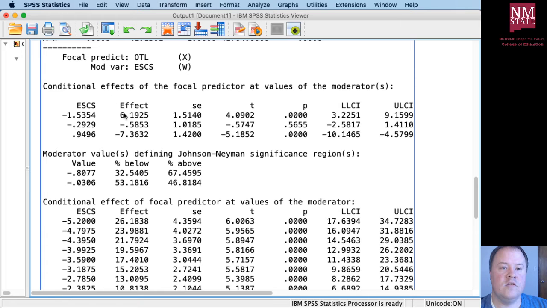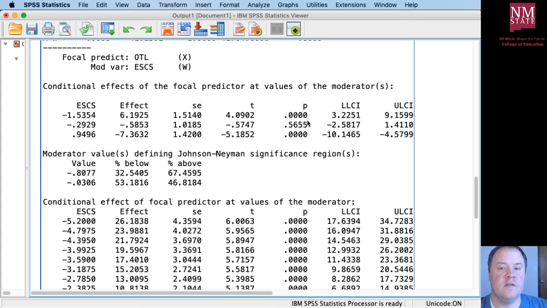The conditional effects, you can see here's 1 standard deviation below, 1 standard deviation above. That's what we told it to do. And it looks different because it wasn't standardized. We should have told it to go ahead and center these variables. But this is the mean. So 1 standard deviation below is negative 1.5. 1 standard deviation above is 0.9496.